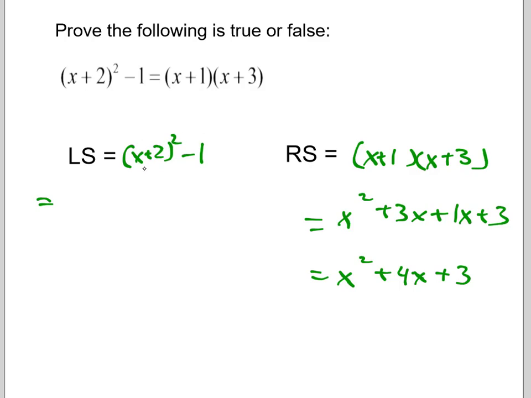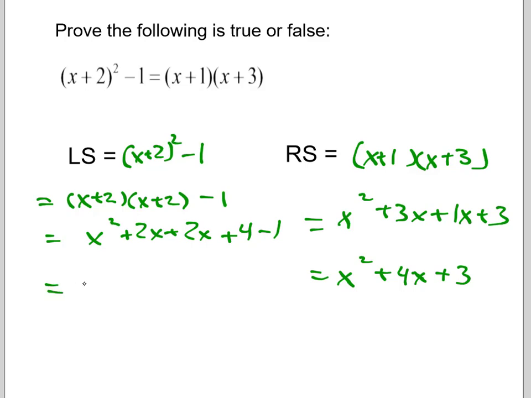So if we look at this one here, this is 2 brackets of x plus 2. I'll just write that out real quick because I know it's easy to make mistakes doing that. FOIL out the x plus 2's: x squared plus 2x plus 2x plus 4 minus 1. Collect like terms. So 4x plus 4 minus 1 is just 3, and it's late at night, but I'm pretty sure I did that one right. So we see x squared plus 4x plus 3 on both sides, so we can say this is a true statement. The left side equals the right side.